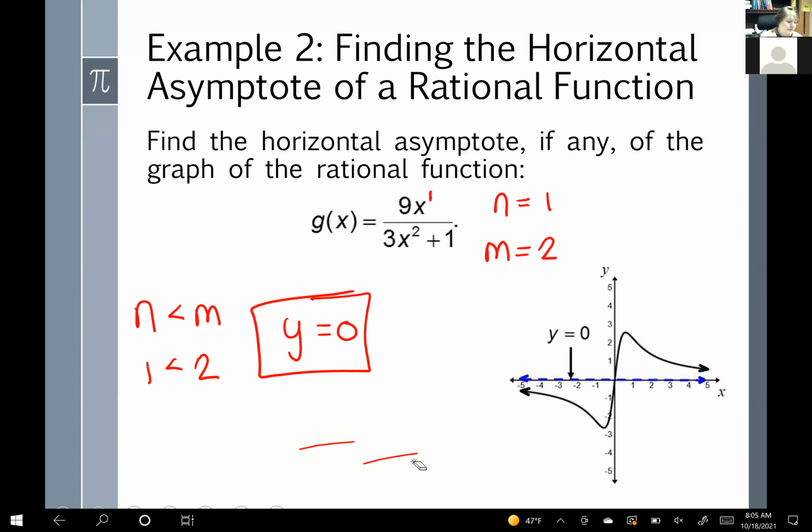And there is the graph of it. So as x increases without bound, this function comes up and then it comes back down and it approaches the x-axis.